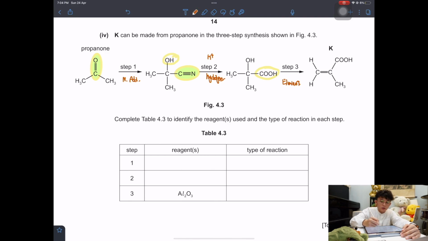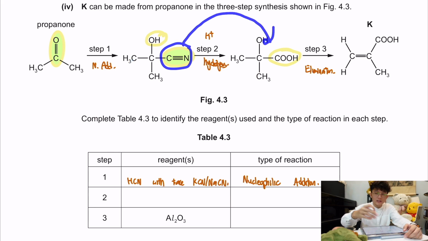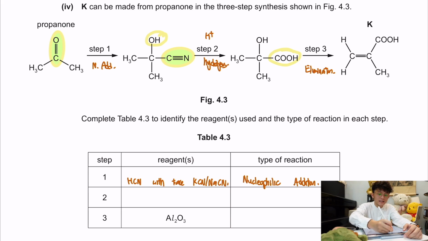So first, I know that the first reaction is nucleophilic addition. So what do I need? I need HCN with a trace amount of KCN or NaCN, right? Let's continue. So step 1 done. Step 2, right? From C triple bond N turning into COOH. We call it acid hydrolysis. So we can just write it as acid hydrolysis.